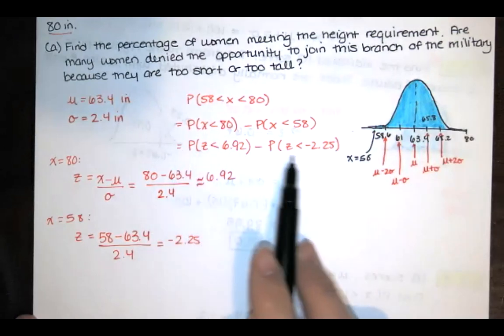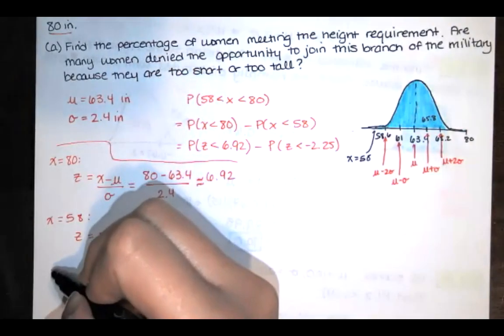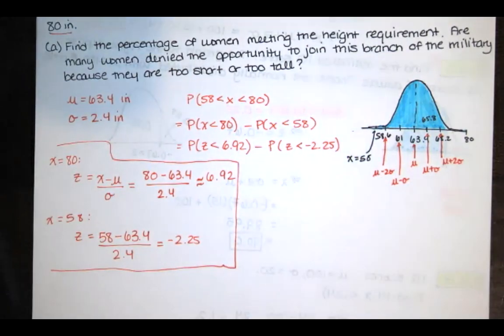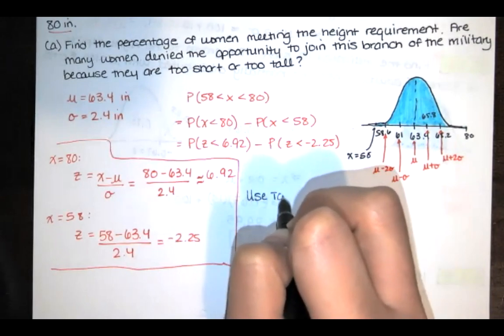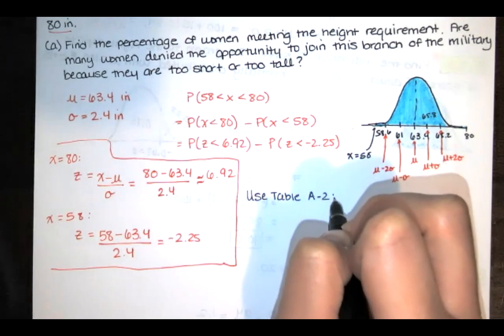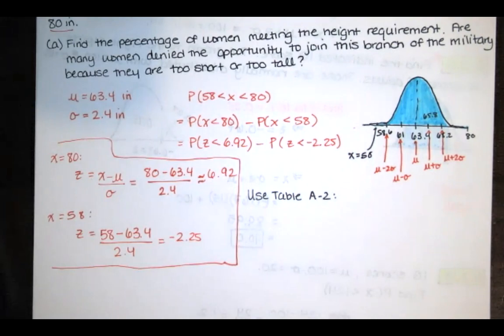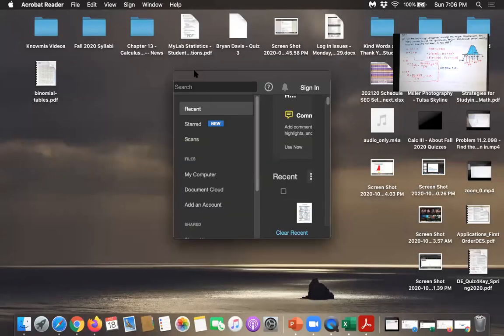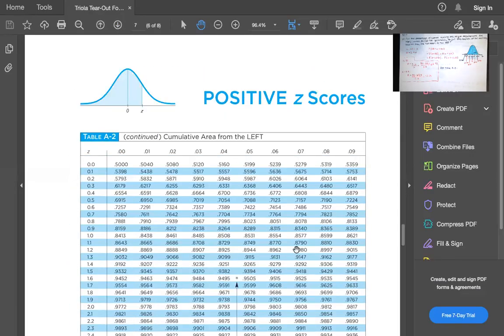Okay, so now we just have to find this probability and this probability. We can use tables for this. We can also use Excel, and Excel is more likely to be accurate. So I think I'll do both and see what I get either way. So let's use table A2 first. I want the probability that z is less than 6.92, and you'll see what happens. We need a positive z-score.